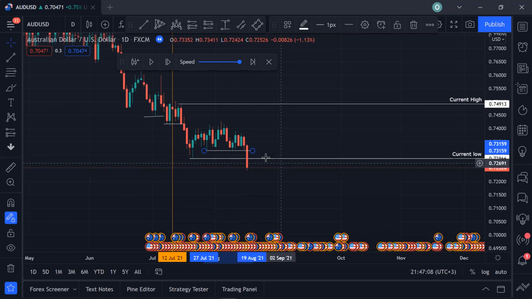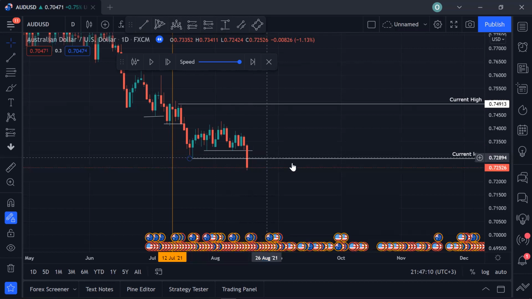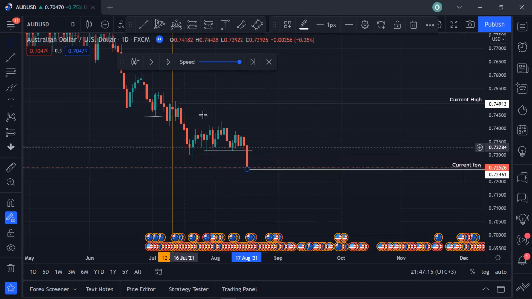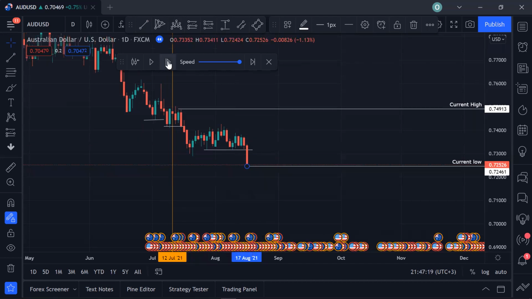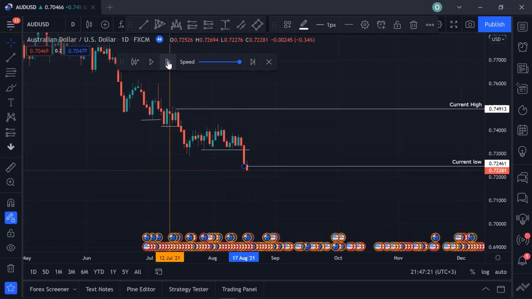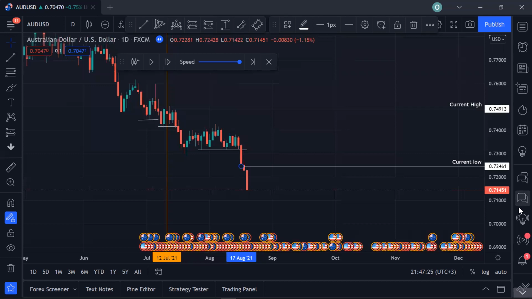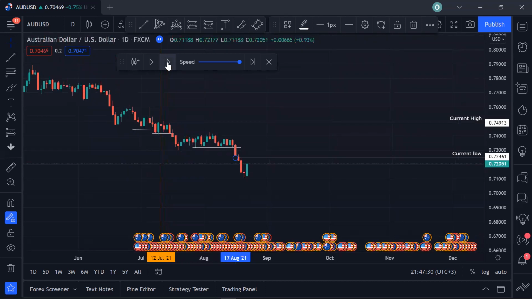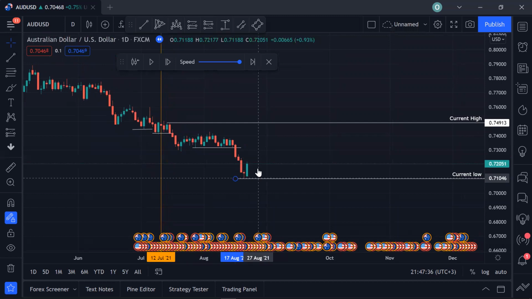Okay, however, I can mark my new current low. And then I go again, another one. Keep going until I see a counter trend. It's actually a best practice to keep going until you see a counter trend. So this one has come down up to here.